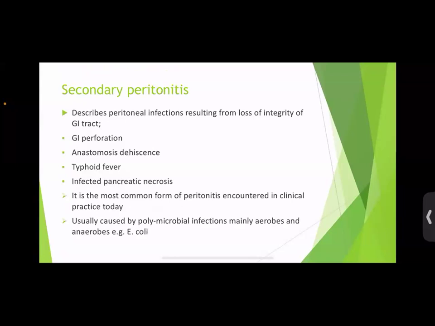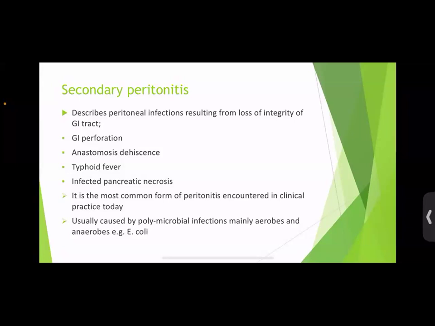For secondary peritonitis, it is described as peritoneal infection resulting from the loss of integrity of the GI tract due to GI perforation, anastomotic dehiscence. For people who wonder what anastomotic dehiscence is, it is the failure of the surgical connection between two structures to remain closed, and this can lead to spread of infection. Other causes include typhoid fever and infected pancreatic necrosis.